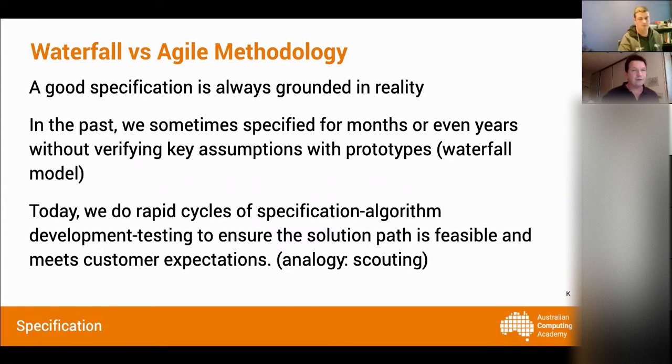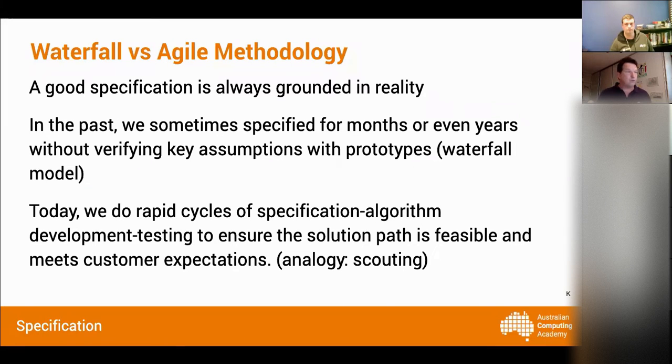So the important thing is that a good specification is always grounded in reality, and the Agile methodology, or the iterative approach, allows us to get to know the reality a bit more, okay, through these various cycles. Every time we learn about the reality, we test things. Does it work? Does it not work? Are our assumptions correct or not?